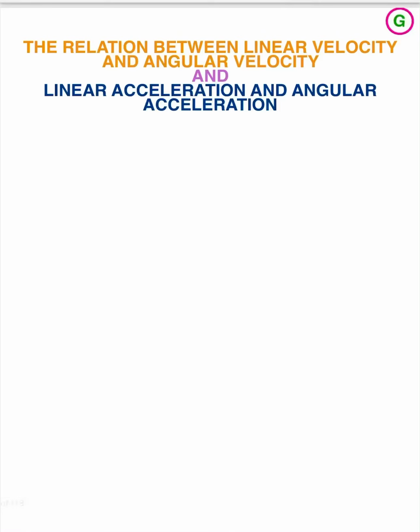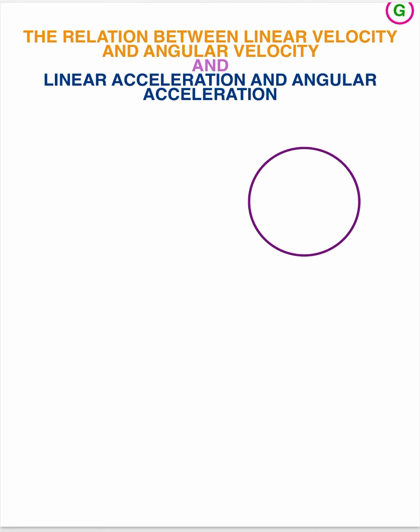Dear students, today we learn the relation between linear velocity and angular velocity, and linear acceleration and angular acceleration. In this circular motion, let the particle move from A to B. The arc length is L, the radius is R, and the angular displacement is theta.